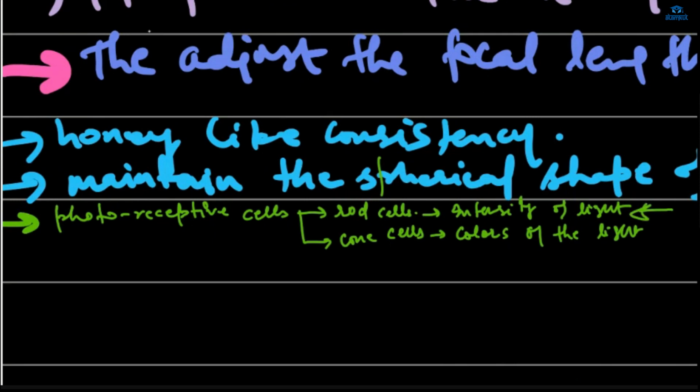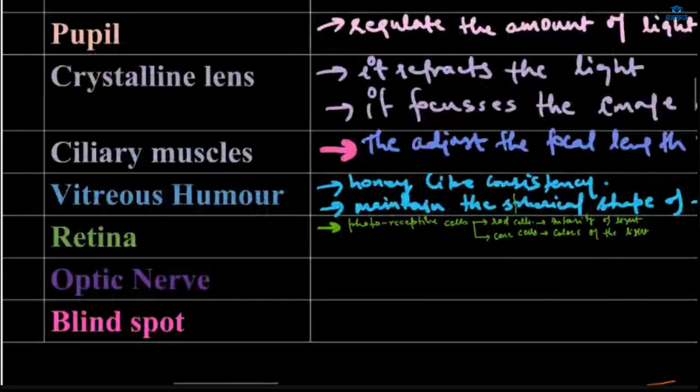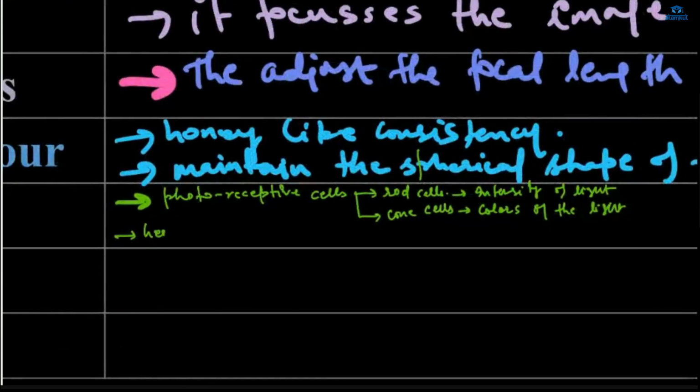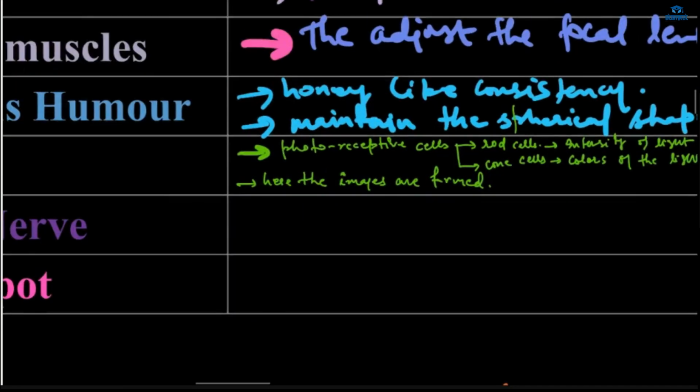Okay, and cone cells we also have sufficiently. We can see the colors, different types of colors. So this is known as the retina, the photoreceptive cells where the images are formed. Here only the images are formed.